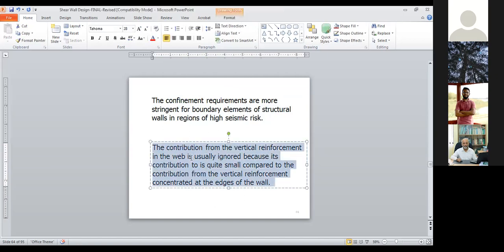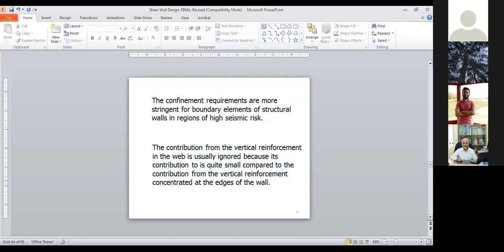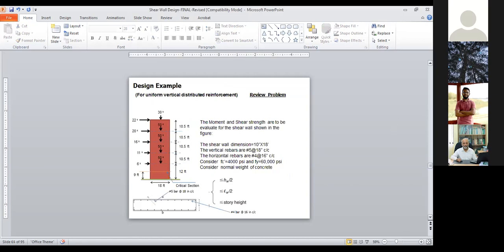So in the case of if you have the boundary element, normally your moment will be the boundary element.